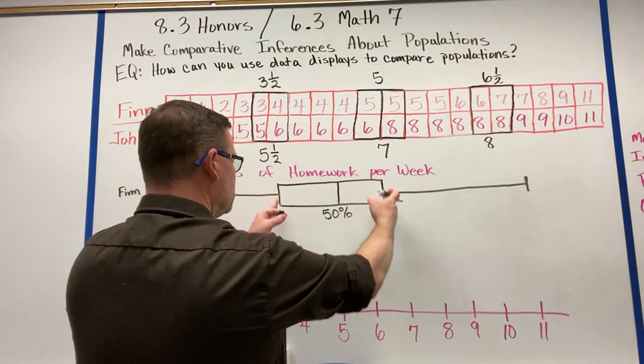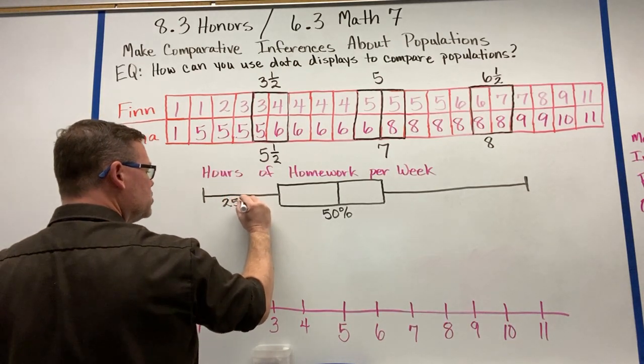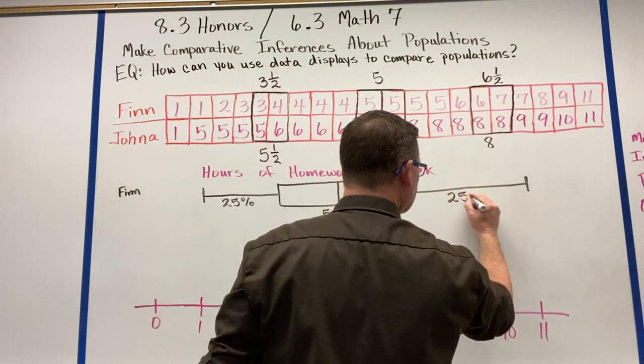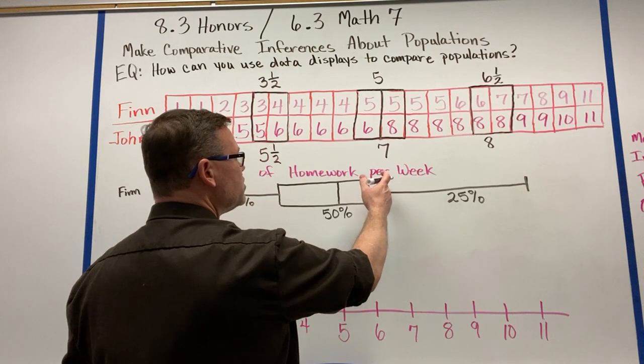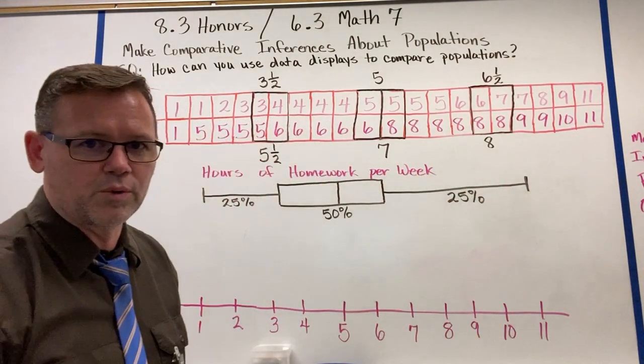50% of the population is here. The lower 25% of the population is here. And the upper 25% of the population is here. In other words, the upper 25% of the population is from 6.5 up to 11 hours of homework per week.